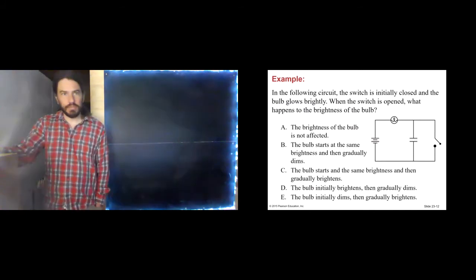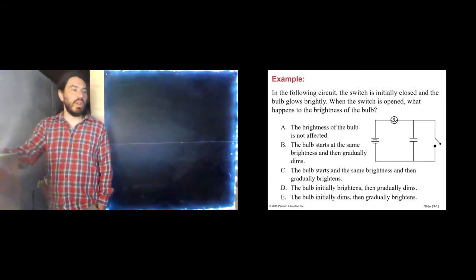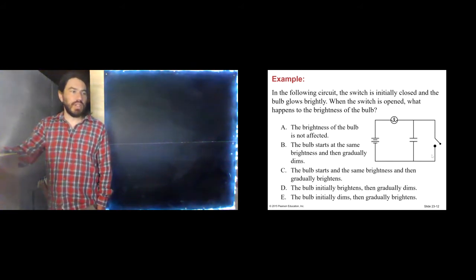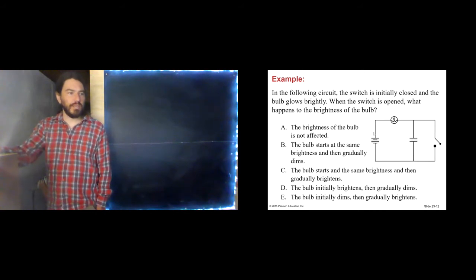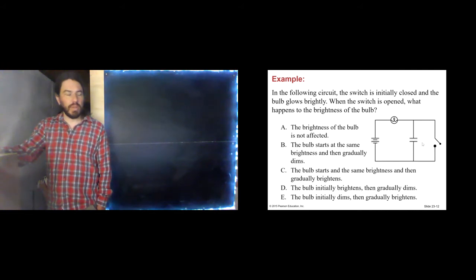Let's do an example. So here we have a circuit. The switch is initially closed and the bulb glows brightly. So initially the switch is closed and we have a nice current going right like this, okay? When the switch is opened, what happens to the brightness of the bulb?